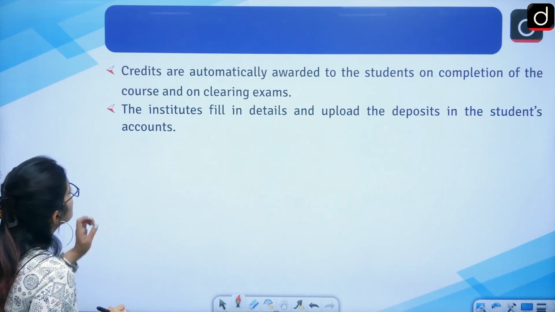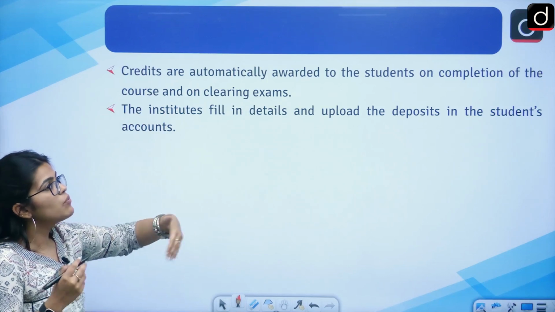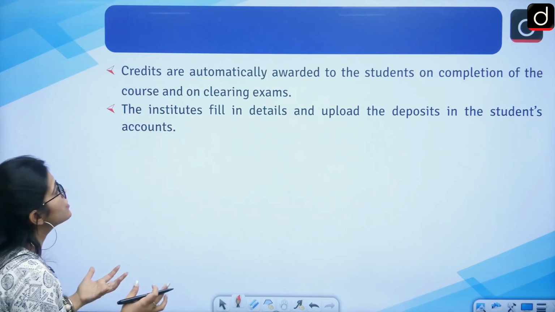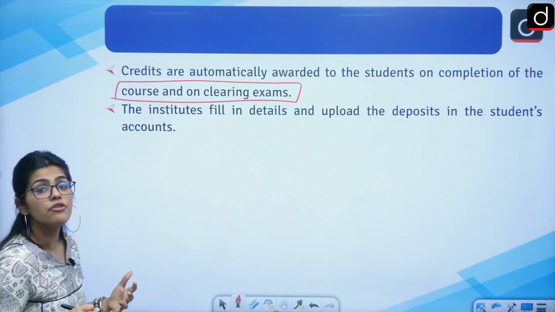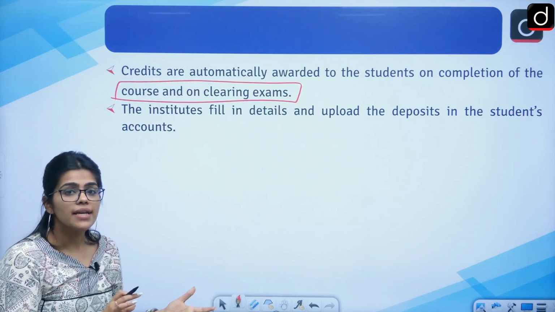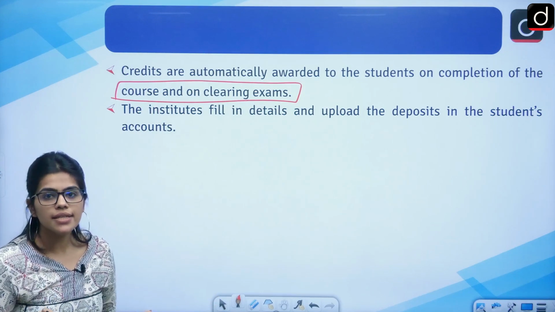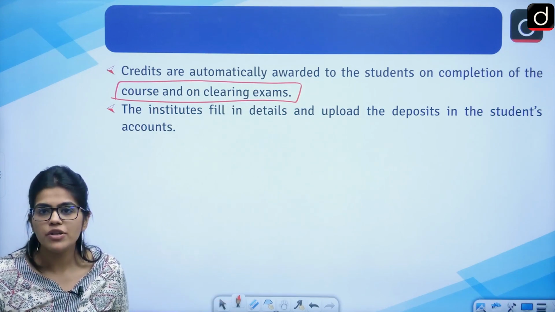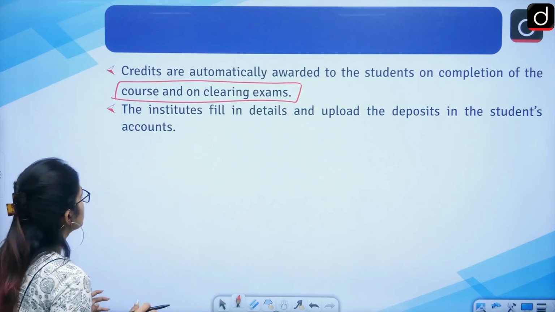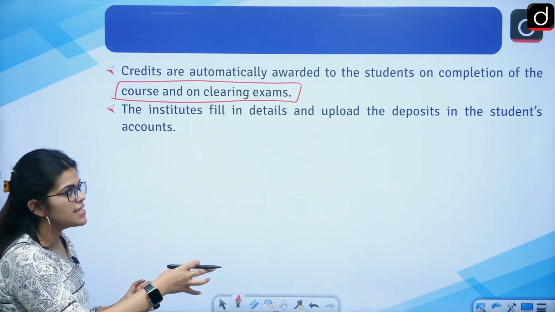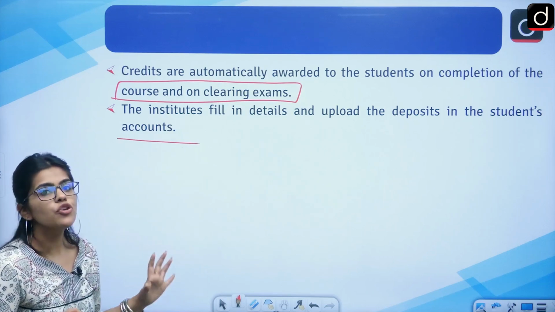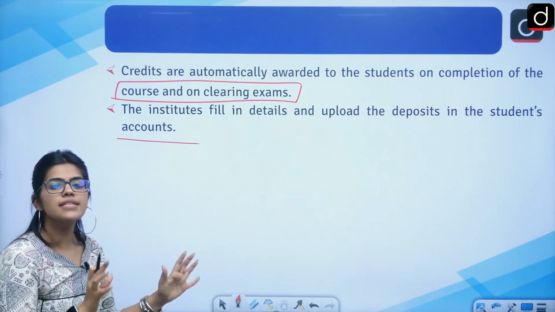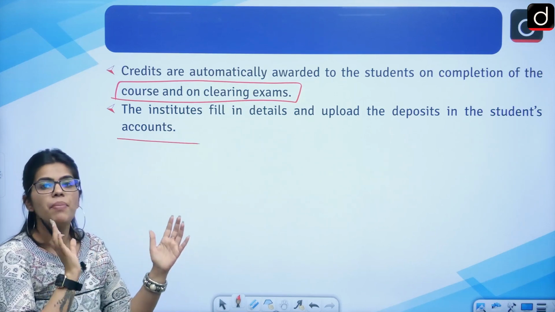Then what happens? The credits are automatically awarded to the students after the completion of the course and on clearing the exams that they have enrolled for. So there is a bank account, examinations are conducted according to the course that you have enrolled in, and the credits are uploaded there. The institution fills in details and uploads the deposits in the student's account. So this is how your accounts will be calculated in one deposit, one bank, right?